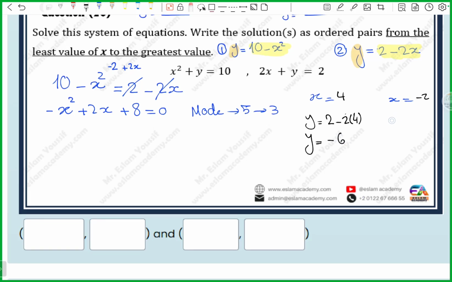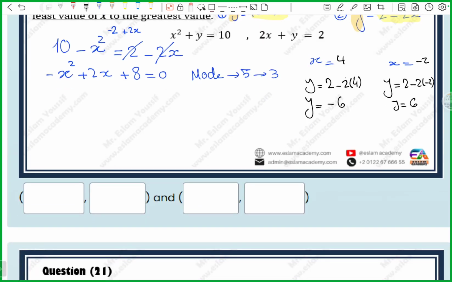Now for the second one. Y equals 2 minus 2 multiplied by negative 2. What is the answer? Positive 6. So what is the solution? When x equals 4, y will be negative 6. When x equals negative 2, y will be 6. So we have negative 2 and 6, and 4 and negative 6.